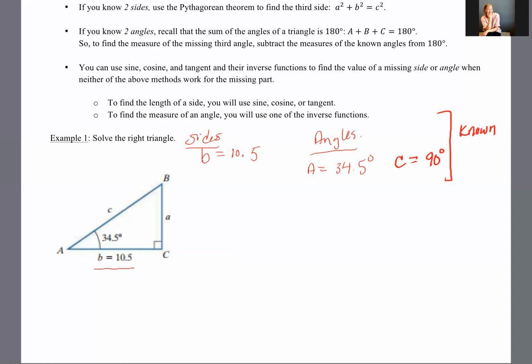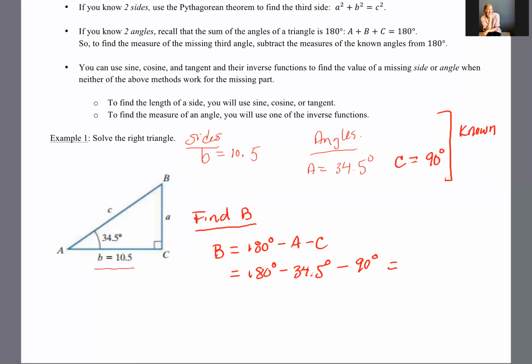Let's find the unknowns. Let's start by finding angle B, because that seems like the simplest. I know 2 angles, and I know from above that the sum of the angles of a triangle is 180 degrees. So to find the missing angle, I know that angle B is equal to 180 degrees minus the measure of angle A minus the measure of angle C, which is equal to 180 degrees minus 34.5 degrees minus 90 degrees.